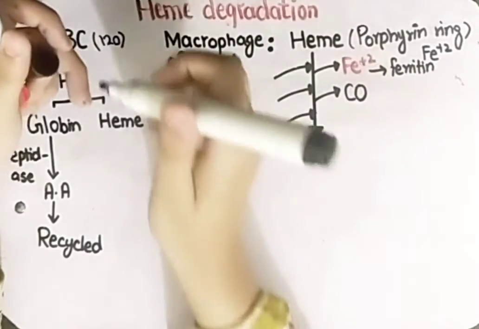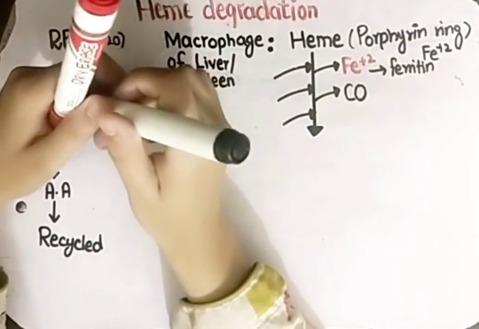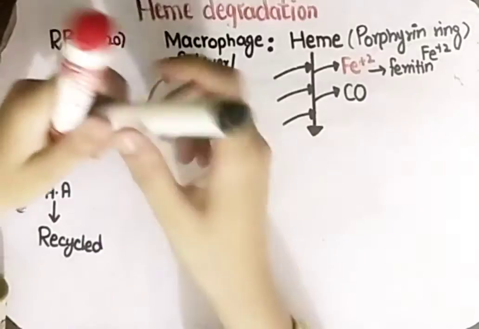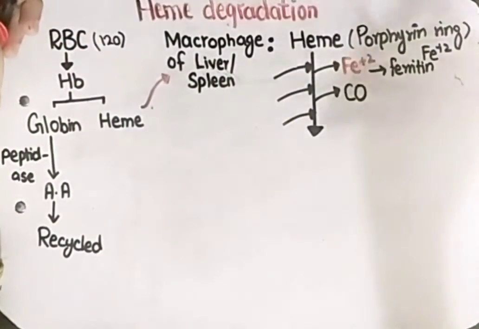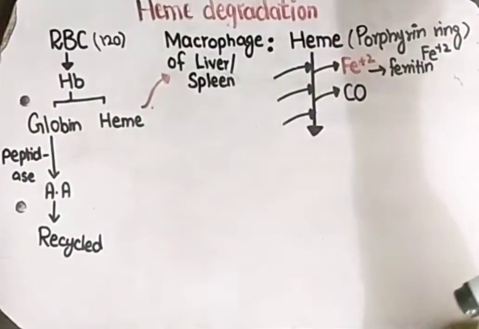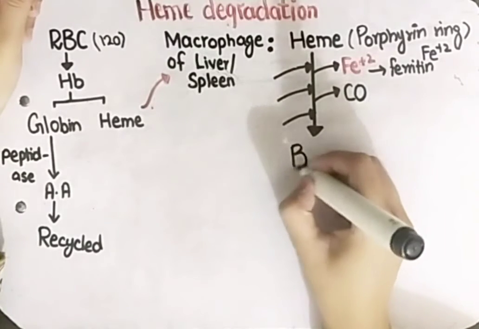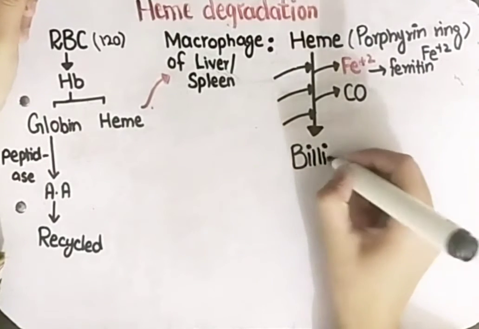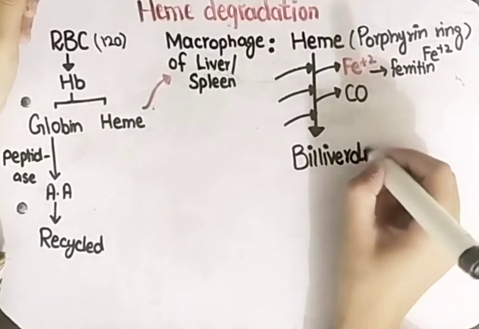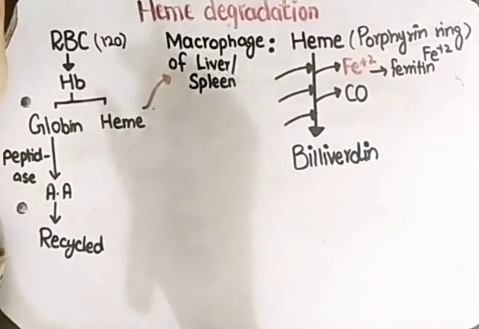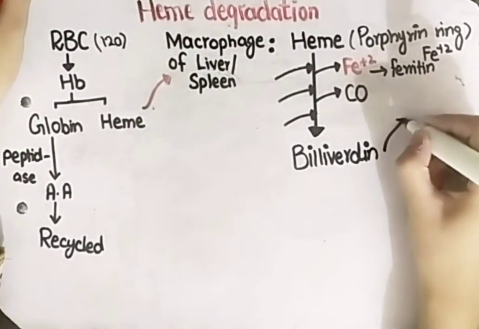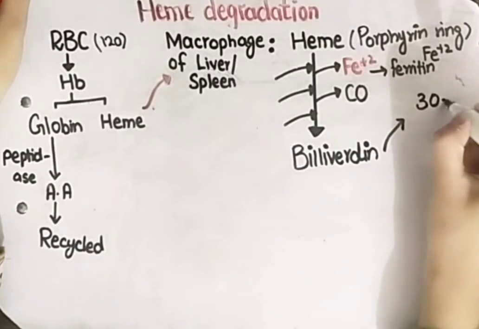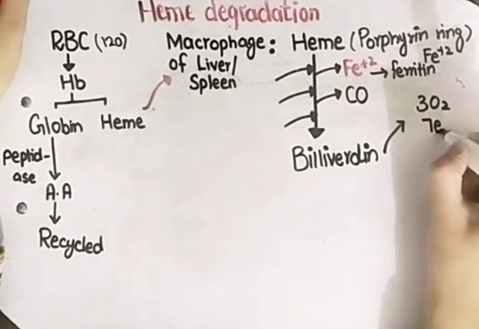And what are the three components which are added into the heme? This heme is basically converted into a linear substance. This porphyrin ring opens up and forms a linear substance called biliverdin. For the formation of biliverdin, you need 3 oxygen molecules and 7 electrons.